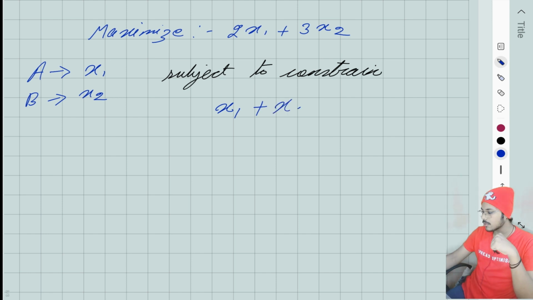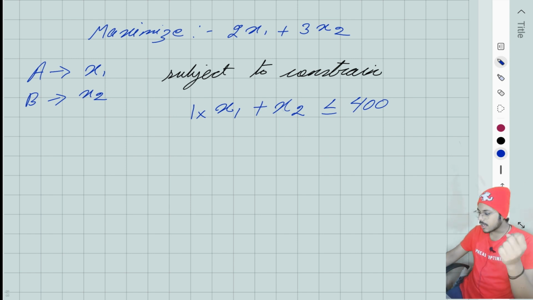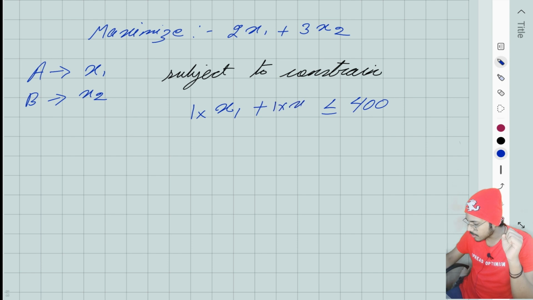So, this is x2. So, the total time that M1 gives should be less than or equal to 400. I think you got me. I am explaining again. If there are x1 products of A, M1 is giving 1 minute for one product of A, then you have to multiply 1 into x1. Yes or no? And if for x2 M1 is giving 1 minute, then you will multiply 1 into x2, as simple as that, which is x1 plus x2 is less than or equal to 400.